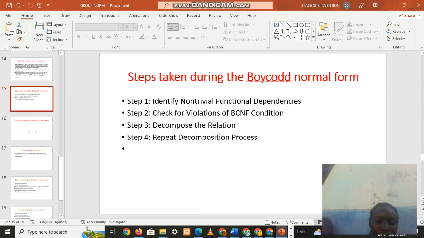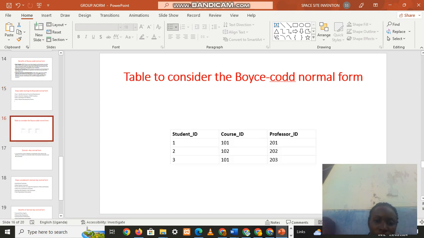Let's see the steps taken. With step 1, we have identifying non-trivial functional dependencies. Step 2, we check for violations of Boyce-Codd normal form condition. Step 3, decompose the relation, and step 4, we repeat the decomposition process. This is the table to consider during Boyce-Codd normal form.